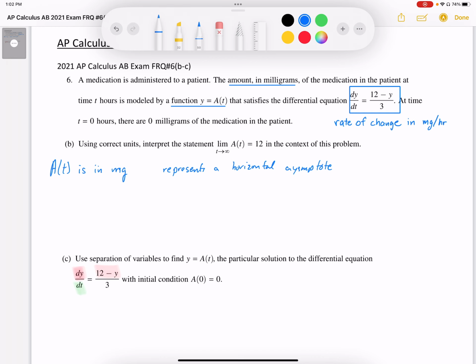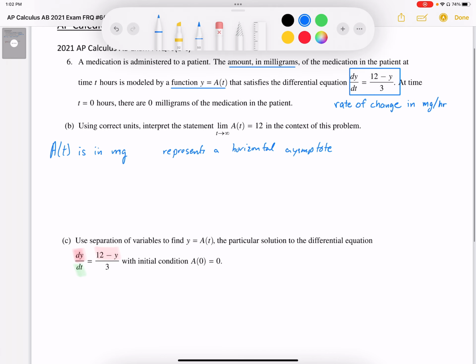Okay, part C. Using separation of variables, find y equals a of t, the particular solution to the differential equation that passes through the point 0, 0, or a of 0 equals 0. So first of all, we want to group the y's with the dy. So I'm going to separate the y with dy. So dy over 12 minus y is going to be equal to 1/3 dt.